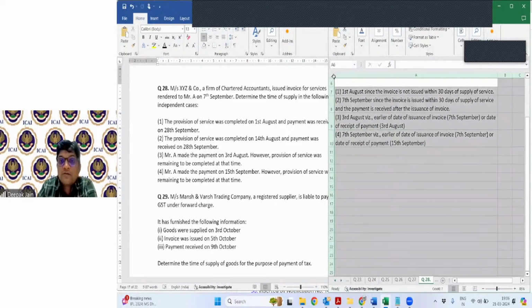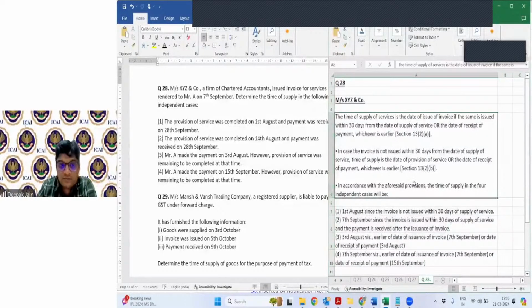Clear? Got the difference between third case and fourth case, Tanishka?